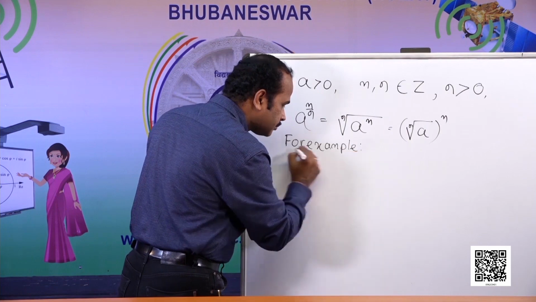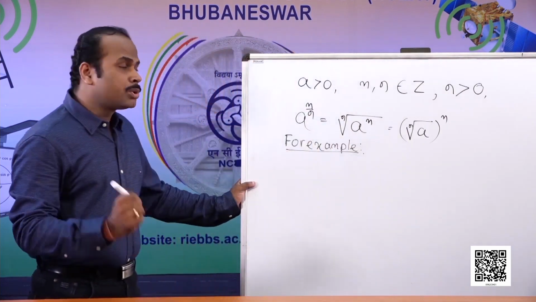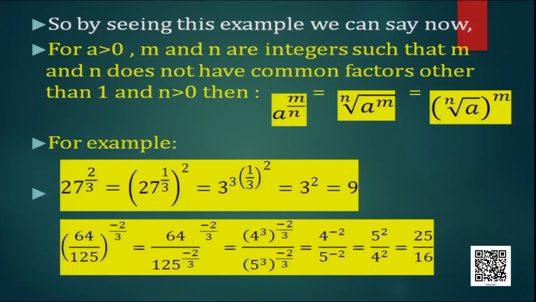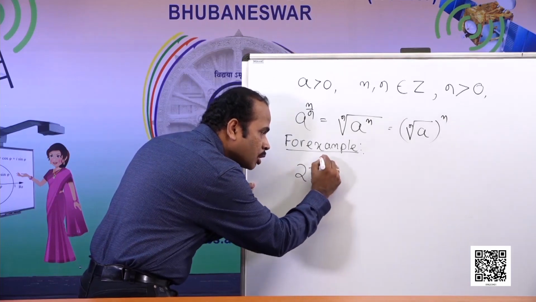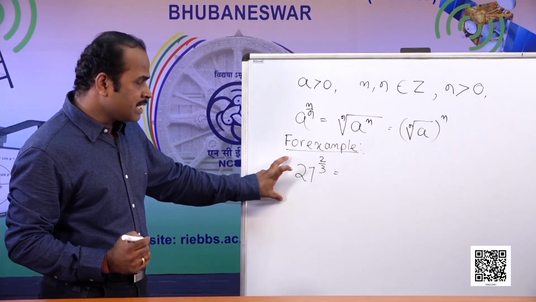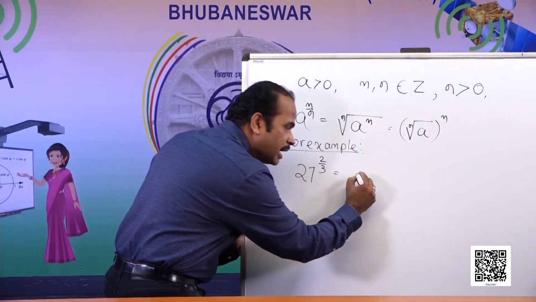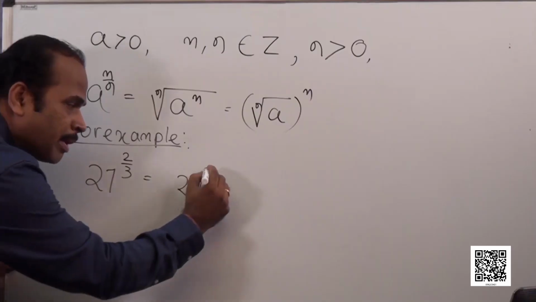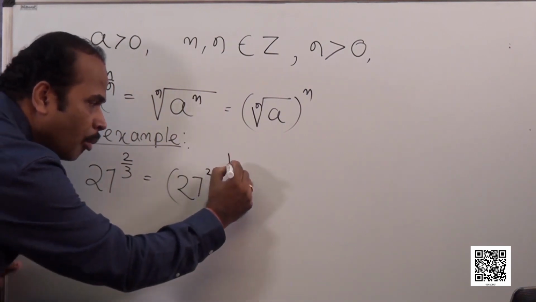For example, now 27 to the power 2 by 3. Suppose I write 27 to the power 2 by 3. So how to find such type of example? 27 to the power 2 by 3, I can write as 27 to the power 2 whole to the power 1 by 3.